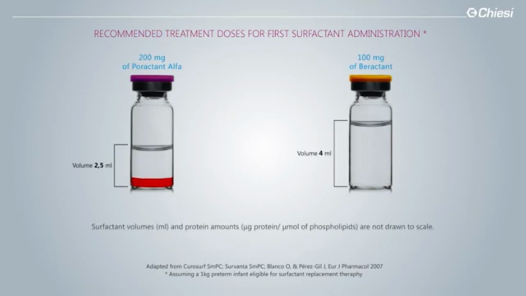For example, as you may see here in this image that is based on calculation for a recommended dose for a 1 kilo baby, you have 200 milligrams of poractant alpha and 100 milligrams of another surfactant. So you may see that the amount of SPB is much higher for poractant alpha than for the other surfactant. So even with a smaller volume of poractant alpha, the amount of SPB is higher than in the other surfactant at the recommended treatment doses.